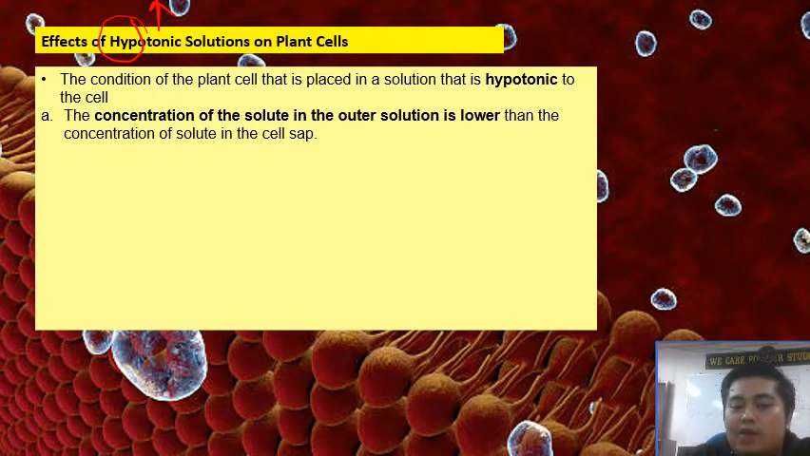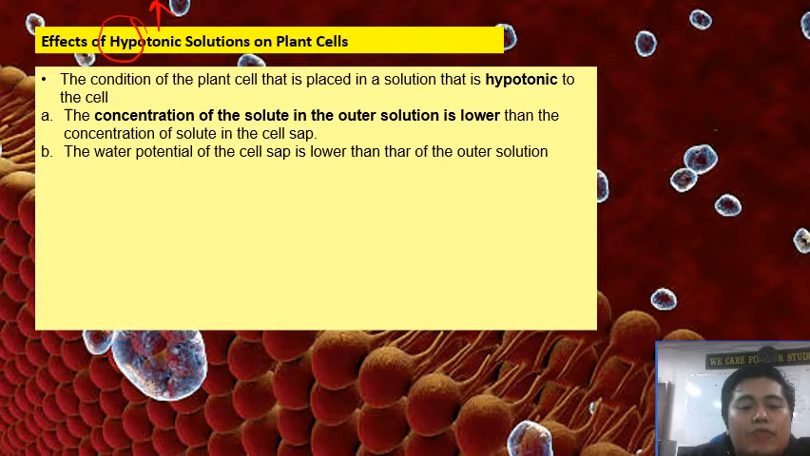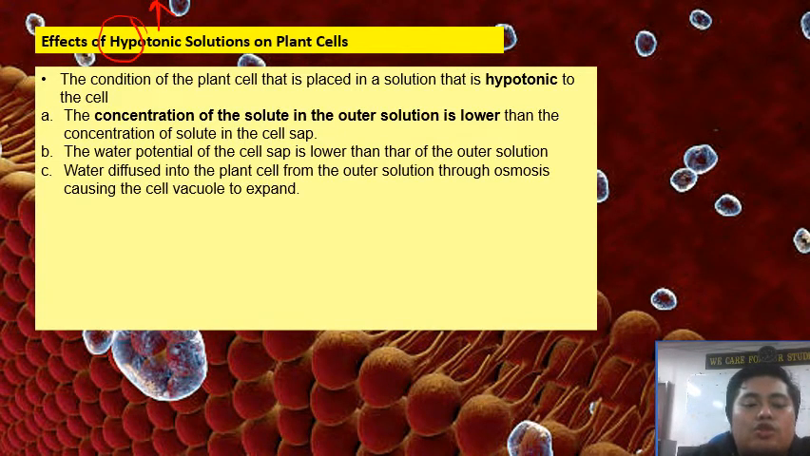Kenapa lower? Sebab kat luar tadi, solution dia lagi tinggi water potential. So, the water potential of the cell sap is lower than the outer solution. Kenapa dia lower? Sebab tadi dekat luar lagi tinggi. So, water diffuses into the plant cell from the outer solution through osmosis, causing the cell vacuole to expand. Bila air dalam lagi kurang daripada luar, air akan masuk dalam.